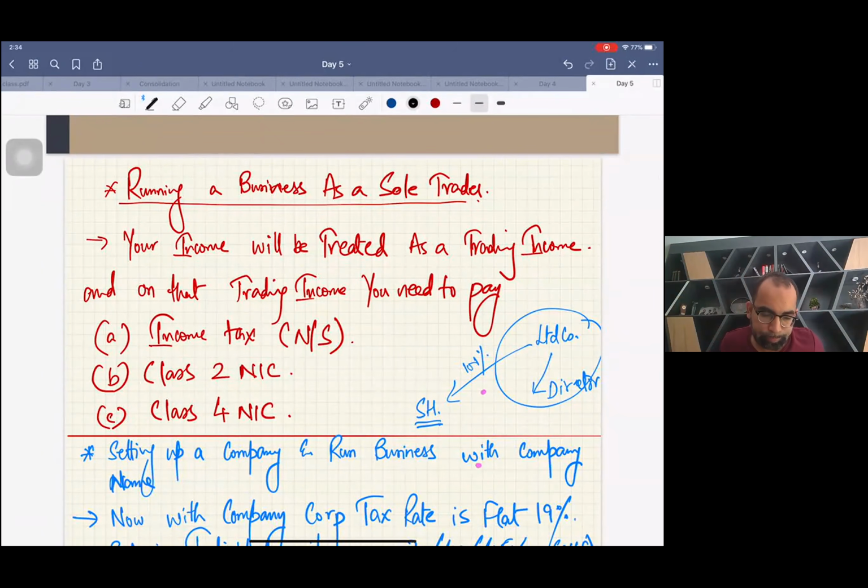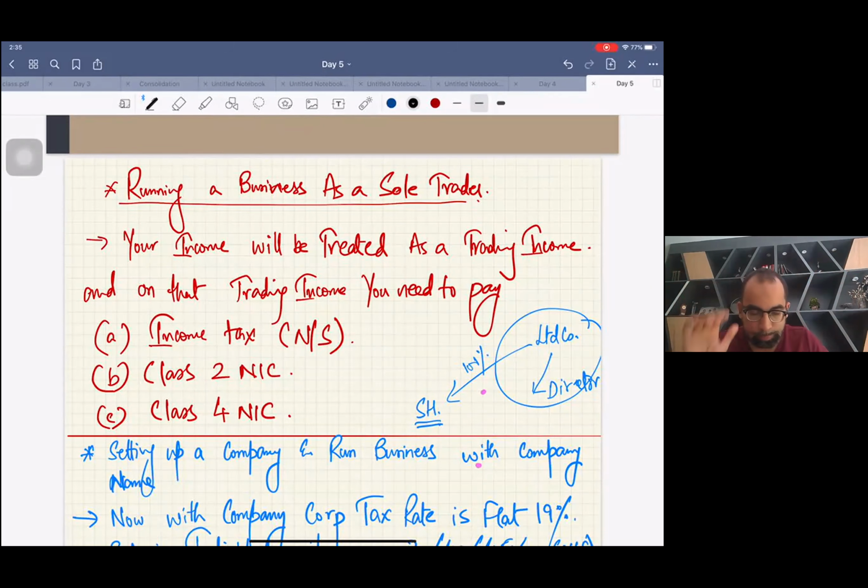For this topic, you must have knowledge of almost all taxes. That means knowledge of individual taxes as well as corporation tax, plus some knowledge of NICs, National Insurance Contributions.